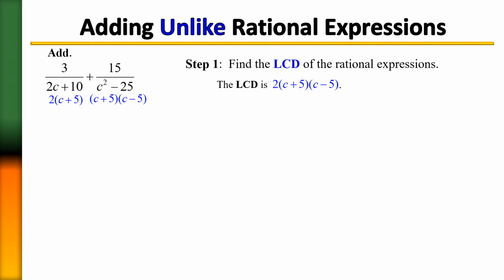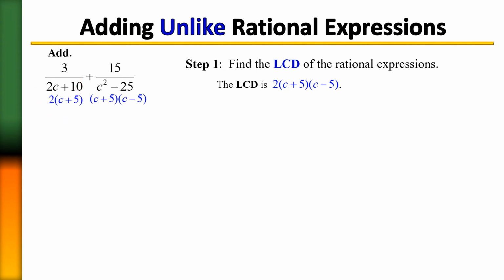So let's take a look at our first expression of 3 over 2 times c plus 5. So I need to know, what is it missing? So we have 2 and we have c plus 5, but there's something else we don't have from the LCD, and what would that be? If you said c minus 5, you're correct. So it means I need to multiply the first expression with c minus 5.